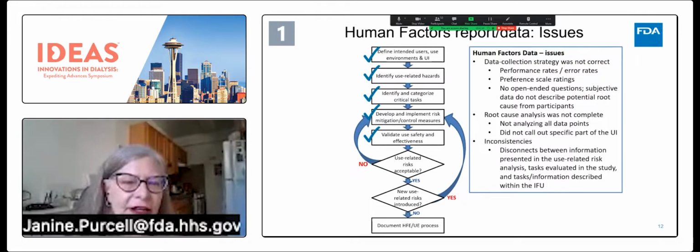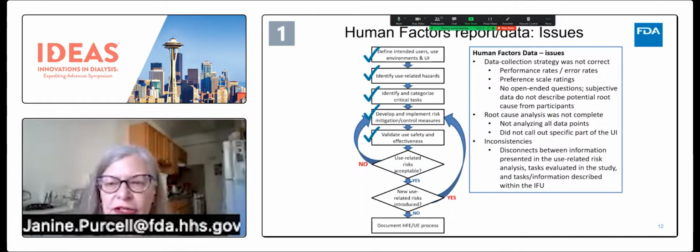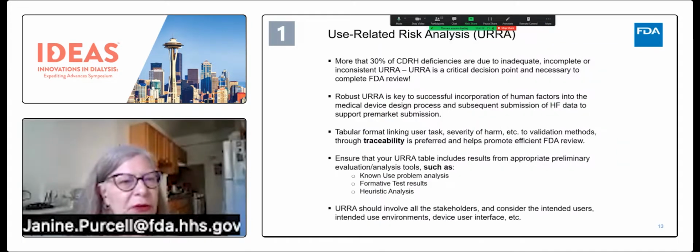And finally, let me just say for a few minutes that you want to make sure in this interview data that when you send it to us, you know what, I'm going to come here and go to my little table that's very wonderful about use-related risk analysis. Use-related risk analysis is the biggest challenge, it seems, to companies and sponsors to get it right and comprehensive for the agency.